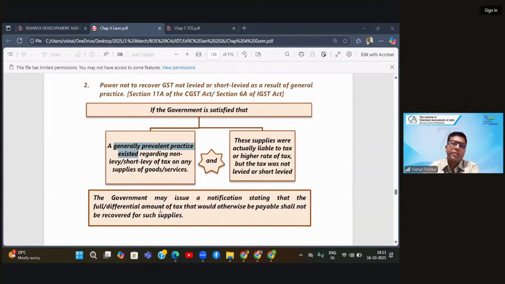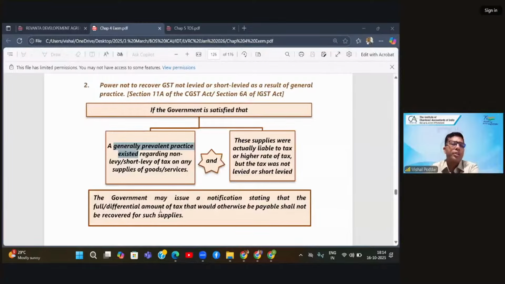But what about the past cases? Again, in such a scenario, 11A can be applied so that whatever tax people have not paid as a result of general industry practice, the government has the power to waive. So the government, using 11A or 6A, will be able to waive such taxes either in full or in part.